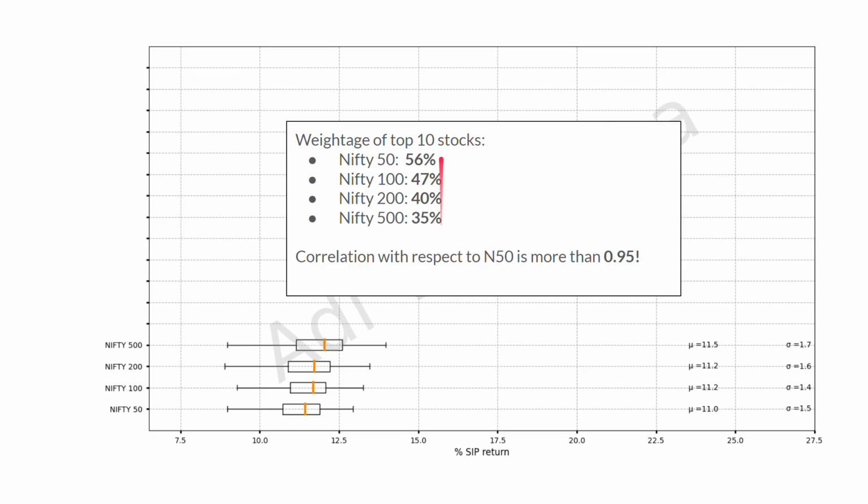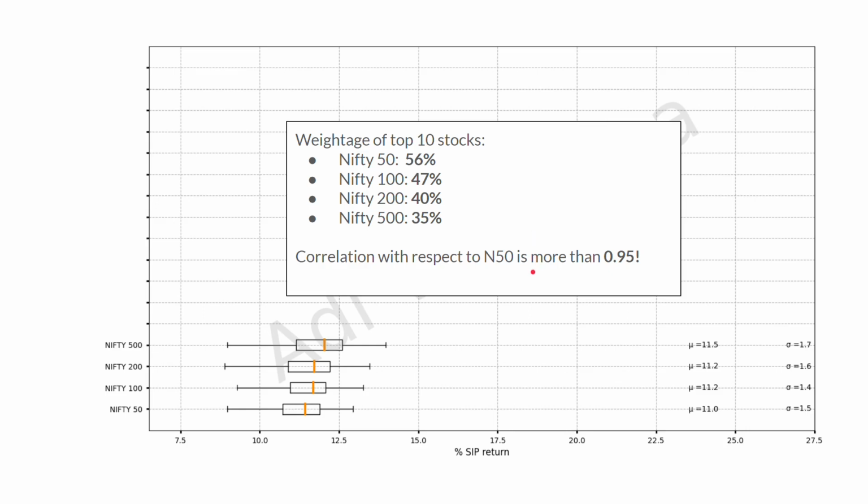So I'm just listing out the weightage of the top 10 stocks in all these indices. You can see the case for Nifty 50. The top 10 stocks are taking 35% of the weightage out of 100%, and the remaining 490 stocks are represented in the remaining 65%. So even if you plot these four indices and calculate the correlation with respect to Nifty 50, it will come to more than 0.95. So basically they more or less represent Nifty 50 only.